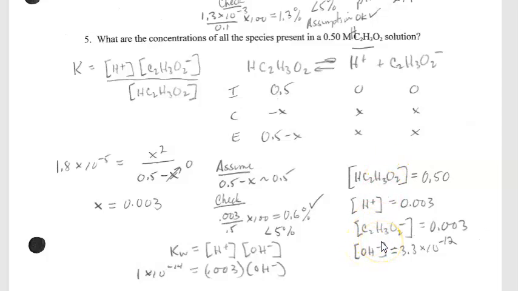We're following the same format as above. We have our ICE chart, we have our equilibrium expression. Once we get our concentrations at equilibrium, we substitute in, we solve for x. We do our assumption, we do our check, and now in order to get all of our concentrations here, of course our hydrogen ion concentration and our acetate ion are the same values, but we need to get hydroxide. In this case, I just use Kw is equal to the concentration of H plus times the concentration of OH minus.